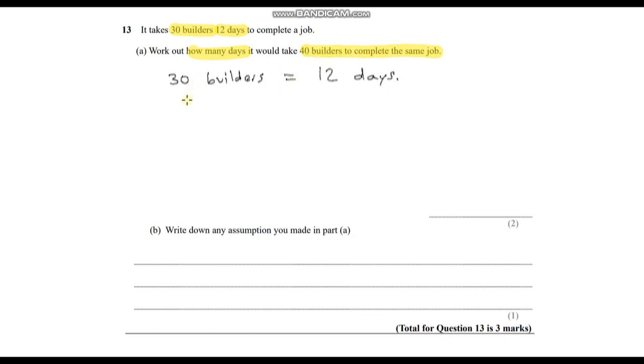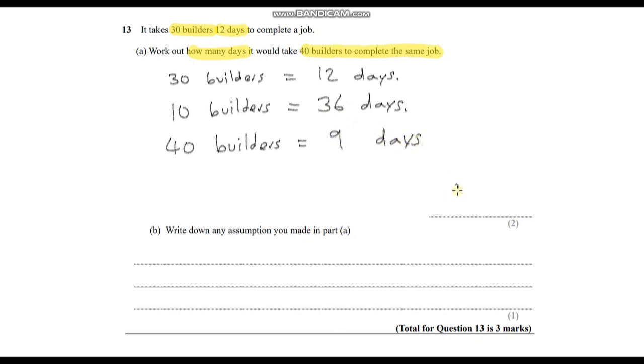Now let's just think about 10 builders. Let's break it down. So how long would it take 10 builders to complete the same job? Well, there's 3 times less builders, so it's going to take 3 times longer. So it's going to be 3 times 12, which is 36 days. And now we can work out how long it's going to take for 40 builders. So now we've got 4 times as many builders, so it should be 4 times as quick. So 36 divided by 4 is 9. So it's going to be 9 days.